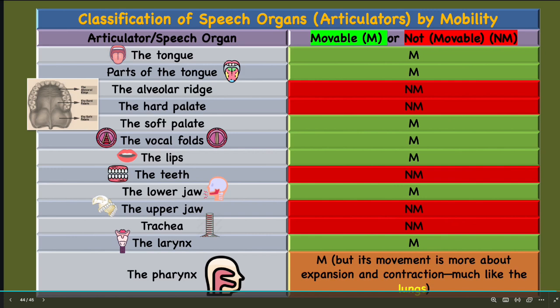Now moving on to the lips, they are highly movable and contribute to the articulation of sounds like p, b, and m. In contrast, the teeth are not movable. They act as passive articulators, working in conjunction with the tongue and lips to produce sounds like f and v. The lower jaw is movable and assists in opening and closing the mouth, while the upper jaw is fixed, serving as a foundation for other structures.